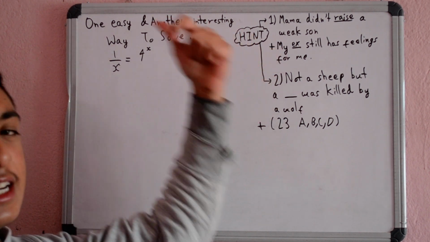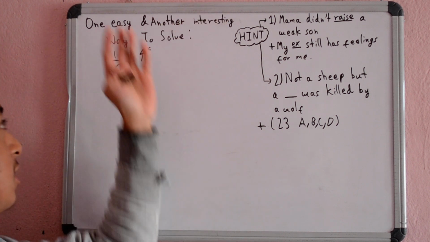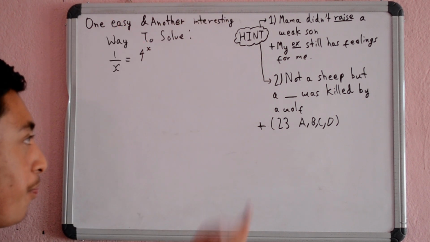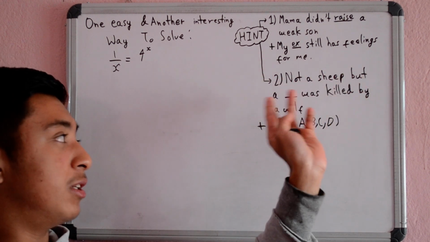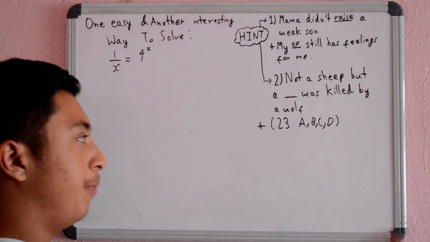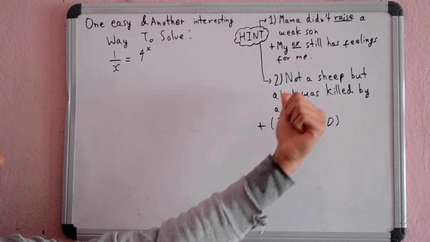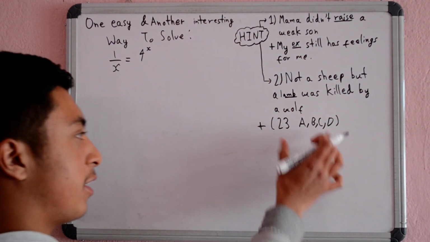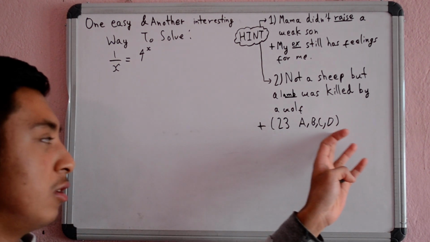Now I'll talk about that later because I'm going to do the interesting method first, because the easy one is too simple. Now, for the interesting hint: not a sheep but a blank was killed by a wolf. If it's not a sheep, it's a lamb. So a lamb was killed by a wolf. Another hint, it is not a fill in the blanks, but it's just logical.